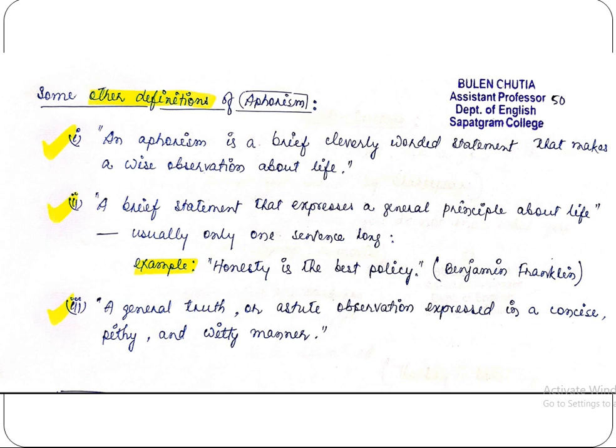Number three: a general truth or astute observation expressed in a concise, pithy, and witty manner is also known as aphorism. That is, we have different kinds of definitions of aphorism, but all are the same in meaning. Try to understand and remember the examples of aphorism. Aphorisms are used in literature, in daily life, and in popular culture as well, to make people realize their faults and to give some lessons to the people.